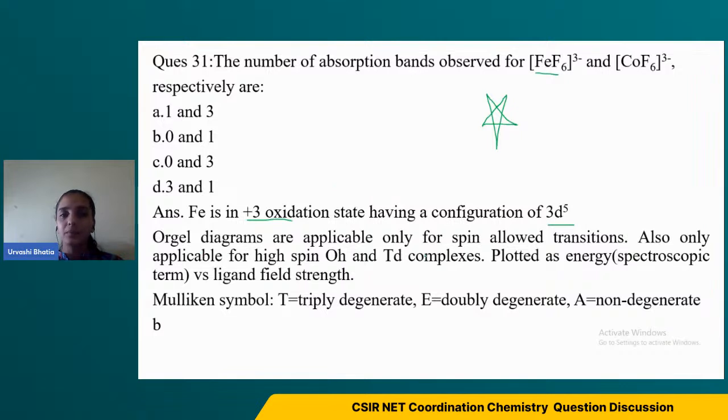Orgel diagrams are applicable only for spin-allowed transitions. Also only applicable for high spin octahedral and tetrahedral. Both of them are high spin as the ligand is fluoride, F-, a weak field ligand. And what is the plot? On the y-axis, we get energy, spectroscopic terms, versus ligand field strength on the x-axis, right? Okay, Mulliken symbols: T is for triply degenerate, E is for doubly degenerate, and A is non-degenerate.